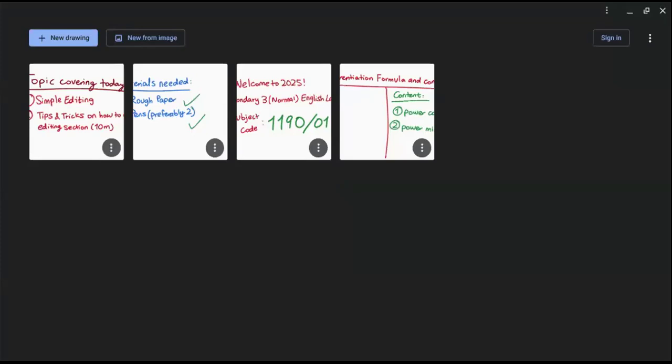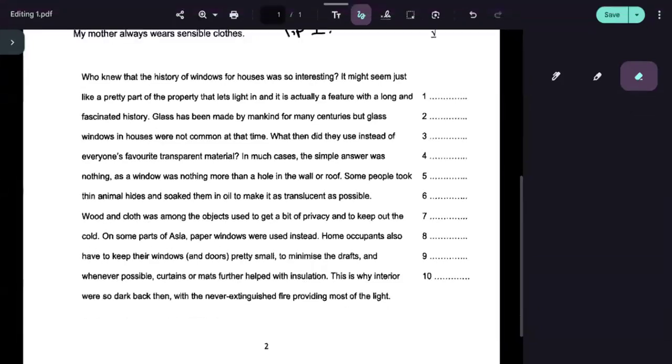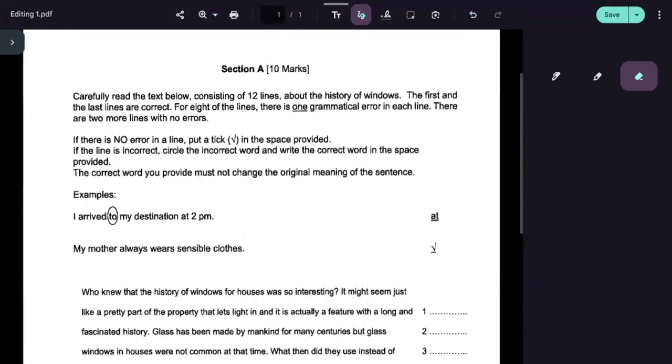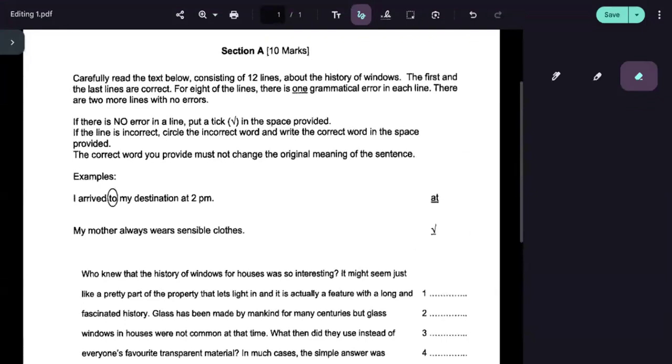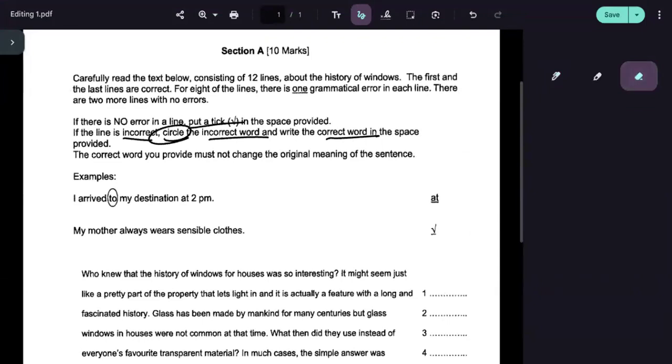Where is my screen? Okay, from now onwards, you'll only be seeing this slide deck over here. Firstly, sorry, because I did this with another class just now. Section A, they have given you a couple of instructions. If there's no error, you put a tick, and if the line is incorrect, you circle the incorrect word and write the correct word in the space provided. Of course, it must not change the meaning of the original sentence.